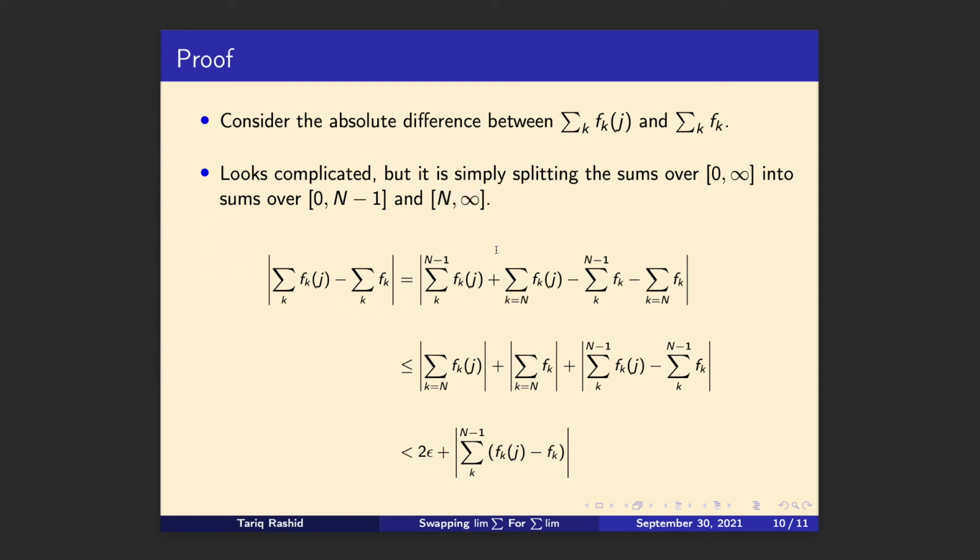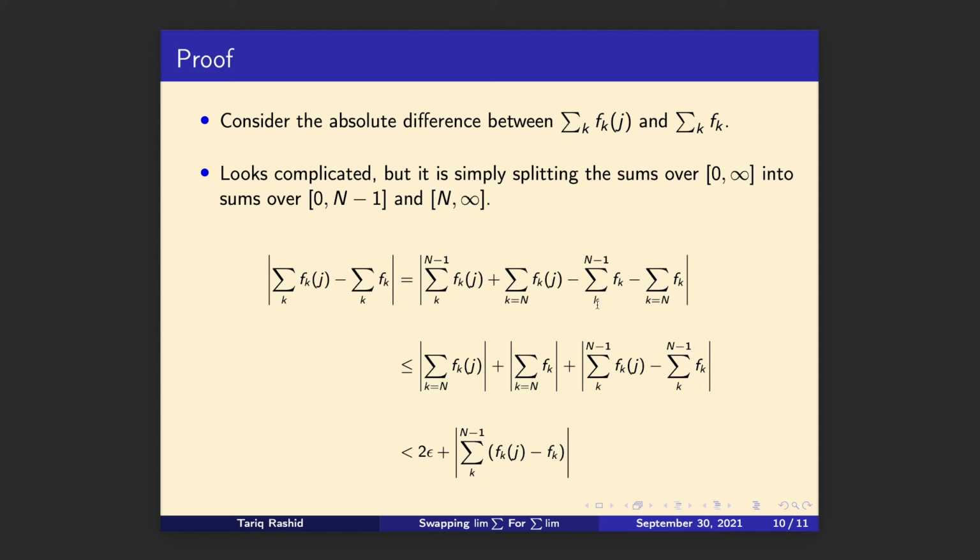So let's look at what's happening here. Again, it looks complicated, but it isn't. These are the two sums that we are interested in. We have taken the absolute value of their difference. Here, we've not done anything except split the sums from 0 to infinity into 0 to n minus 1 and n to infinity. And you can see that here, k to n minus 1 and then n to infinity, and for the second term it's k to n minus 1 and n to infinity. So it looks complicated but isn't.